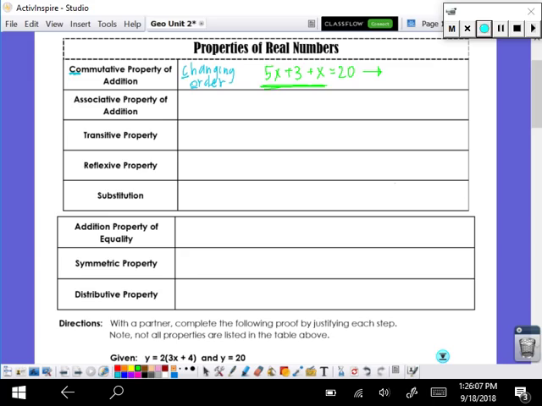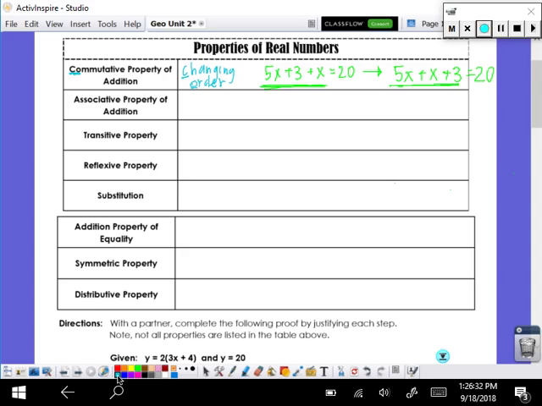So let's say maybe I wanted all my x's closer together so that I could combine like terms a little bit easier. We are allowed to change that order. So we can write it as 5x plus x plus 3 equals 20. So I changed the order of that left side, but our commutative property of addition says that that is still the same equation.